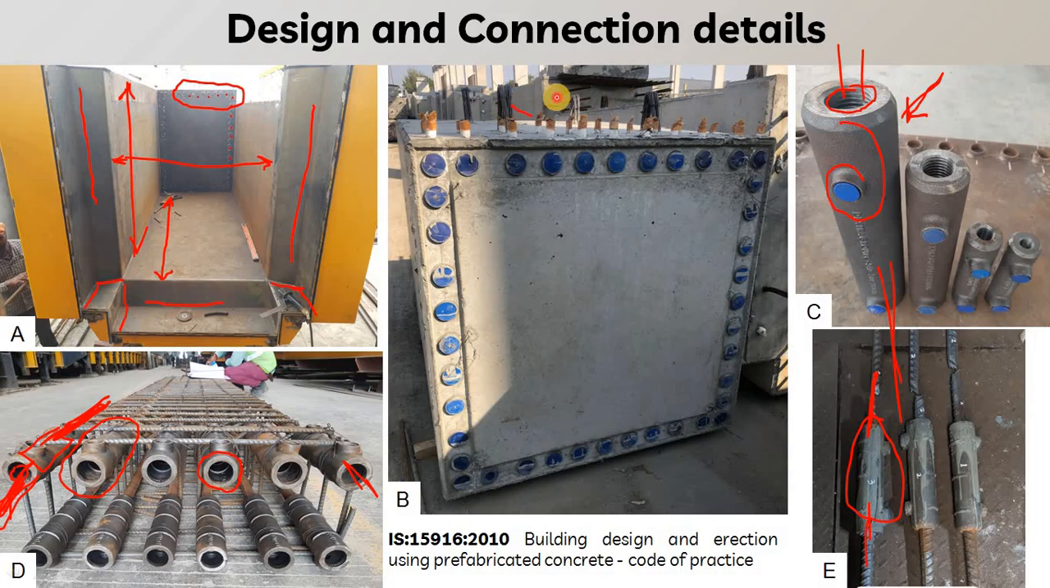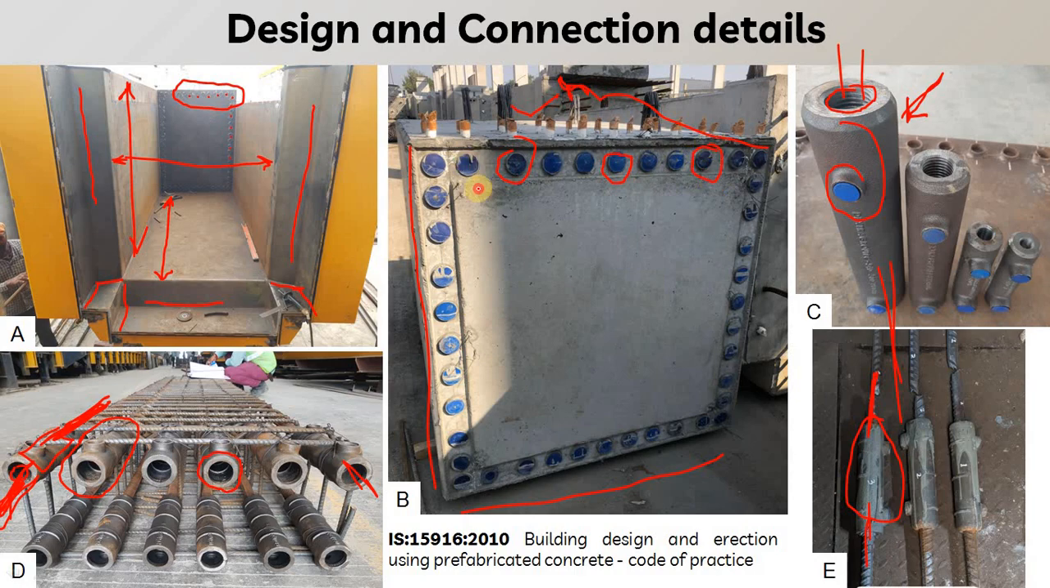So here you can see this is the column. As we discussed, this is the width 1 and this is the width 2 of the column, and this will be the column length. So here you can see this is all the connection using coupler.